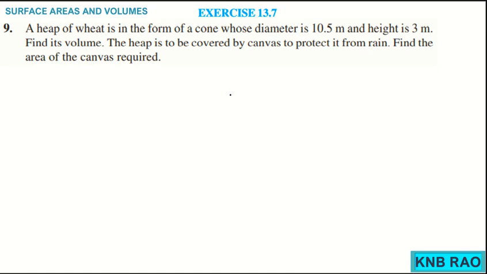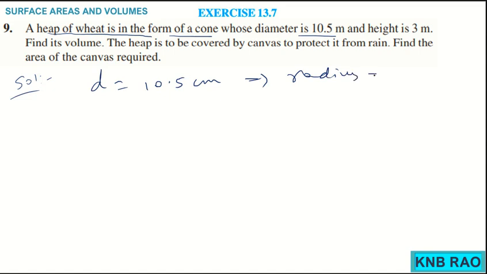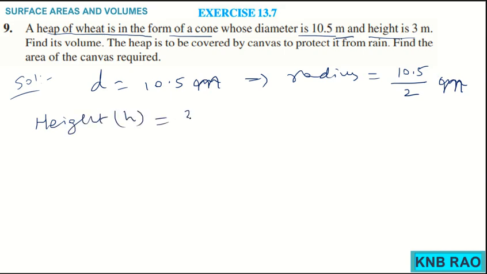Children, in question number 9, a heap of wheat is in the form of a cone whose diameter is 10.5 meter, it implies radius is 10.5 by 2 meter and height, it is not centimeter, here meter is given, sorry. So height h is 3 meter. Find its volume first.